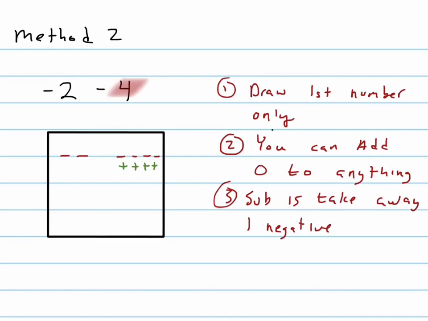You could do that. It's fine. It hasn't changed anything. And what does it say? To take away 4. 4 positives. So that's what I'm going to do. And take away these 4 and just move them out of the box. All right? What are you left with? You're left with 6 negatives. And that's your answer.